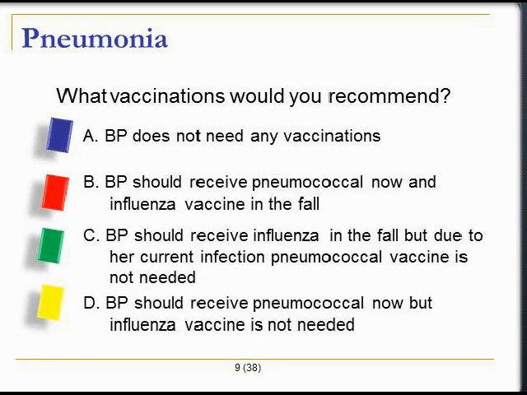So the correct answer for this one for BP would be B. She should receive the pneumococcal vaccine now. She has disease state risk factors, and she also is at risk because of age, and then she should receive the influenza vaccine in the fall.